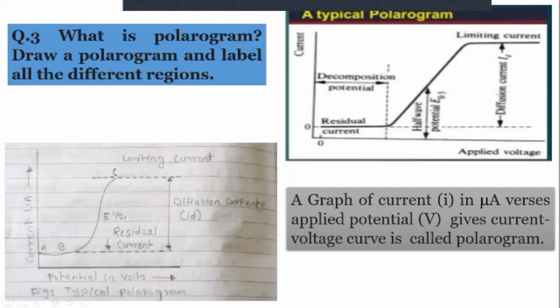After that you will get a sudden increase, an abrupt change will be observed, and that sudden change is the diffusion current. After that, a point will be reached where there is no further increase in the current. This is called the limiting current. And here the half wave potential is shown. We will see all these terms one by one.